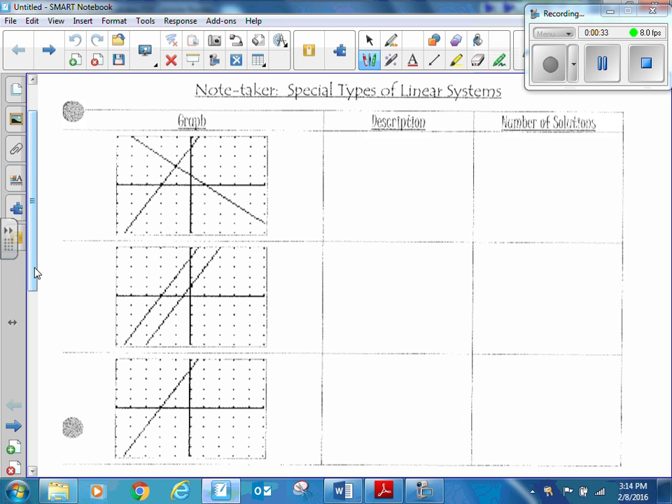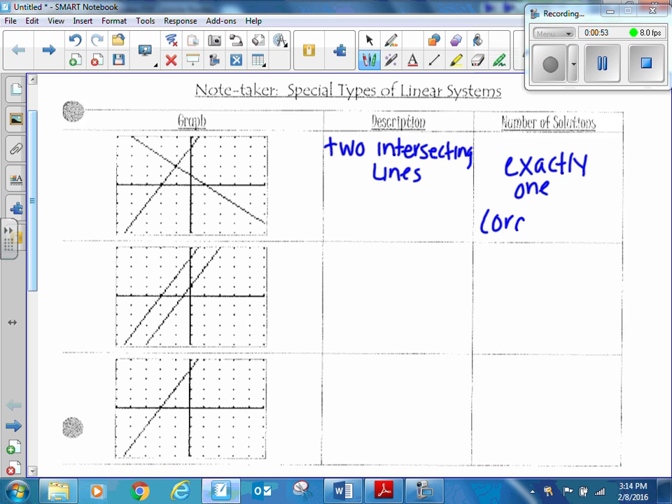So we know when we have two intersecting lines, that is one solution. So you have exactly one solution, and that solution is an ordered pair.